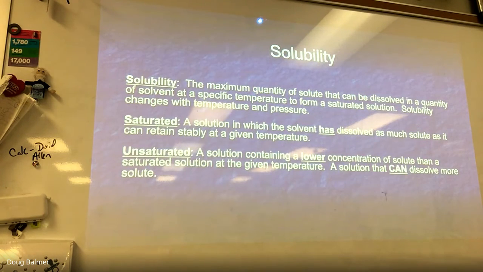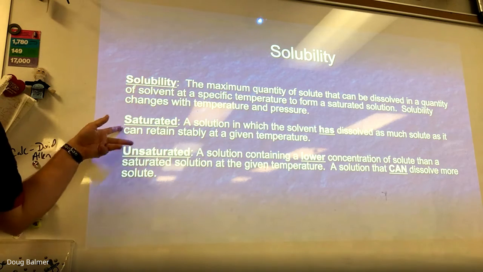All right, solubility. This is your homework. What do we mean by solubility? It's the maximum amount of solute that you can add to a solvent. You can't just keep adding more and more solute. At some point, you're going to reach your maximum, and you won't be able to dissolve anymore. So it'll just settle out on the bottom.